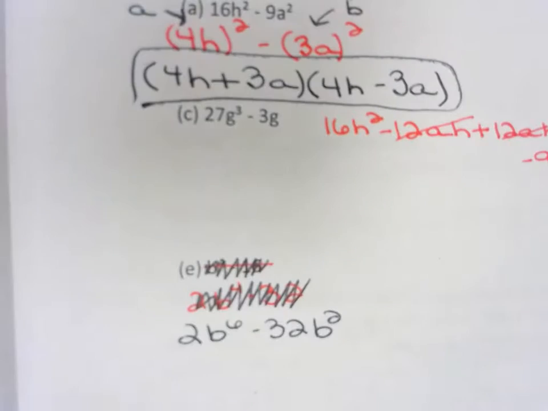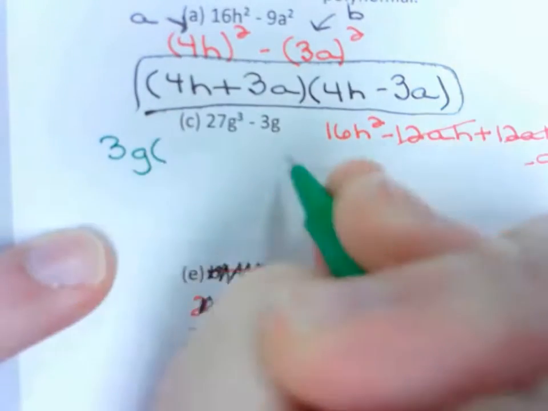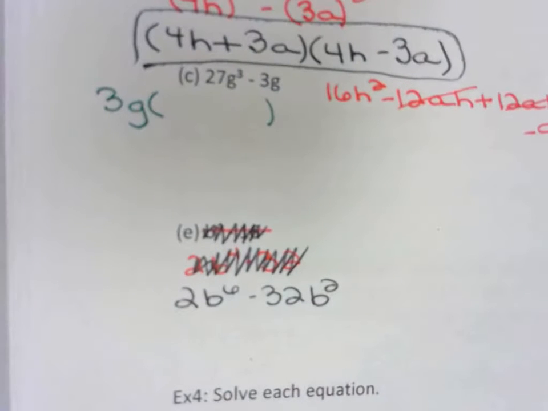So if I look at C, first thing I always want to look for whenever you're factoring is a GCF. Is there a GCF for 27g cubed minus 3g? 3g. So I'm going to take a 3g and factor it out first. You always look for GCF first, and we're going to talk more about it tomorrow.